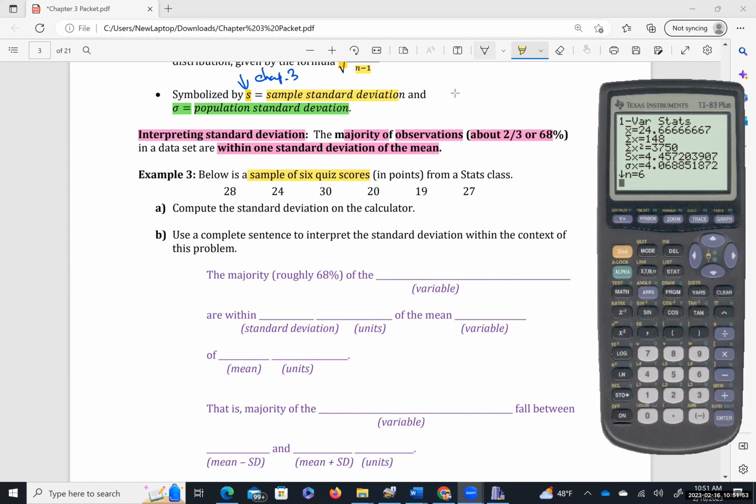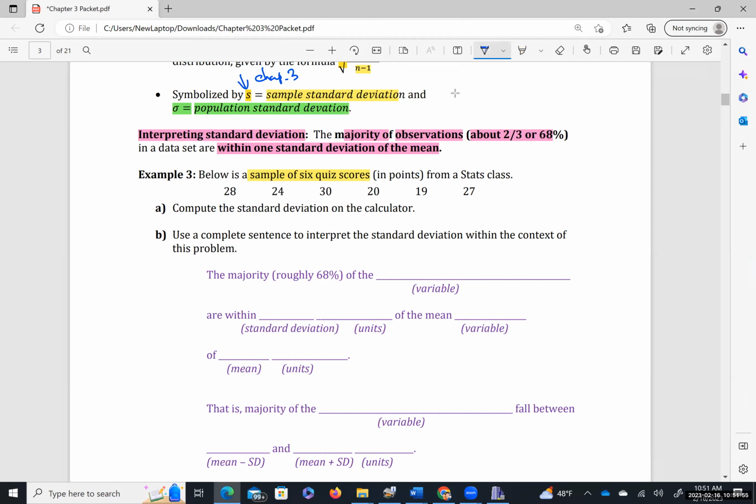So I'm just going to use that. Sx equals 4.46, by using the TI-83 with 1-Var Stats, right?